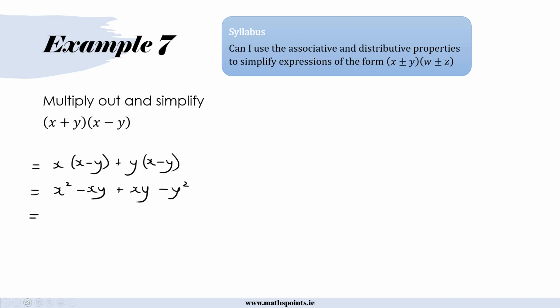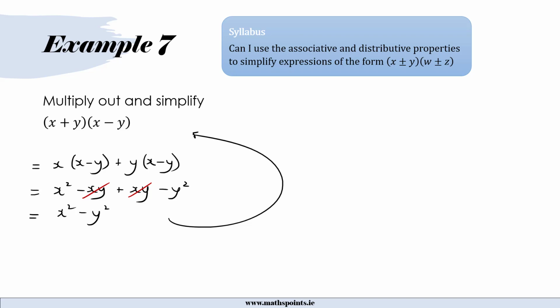What we can see now is that the xy's actually end up cancelling. They are like terms, minus xy plus xy, but they both end up cancelling each other out and giving 0. And we end up with x squared minus y squared. When we move on to factorizing in a later video, we'll see that this is called the difference of two squares, and if we were to factorize this, we get back to the top.